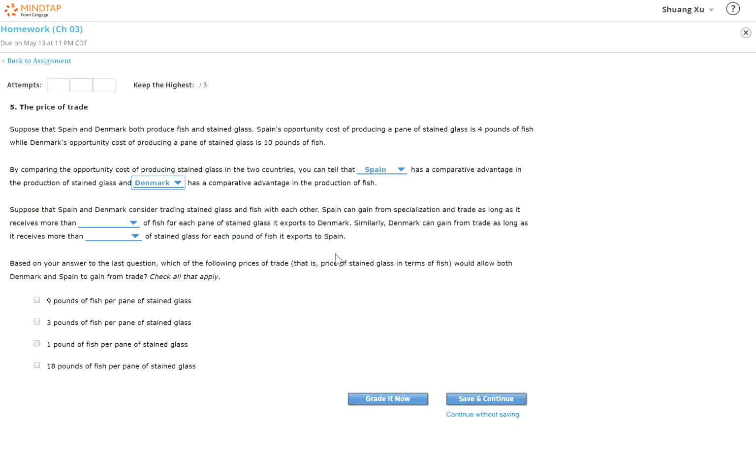Another thing to remember is that with comparative advantage, it's always one country, one comparative advantage. You can never have one country with both. So if you already know that Spain is good in production of stained glass, that automatically means Denmark must be good in production of fish.